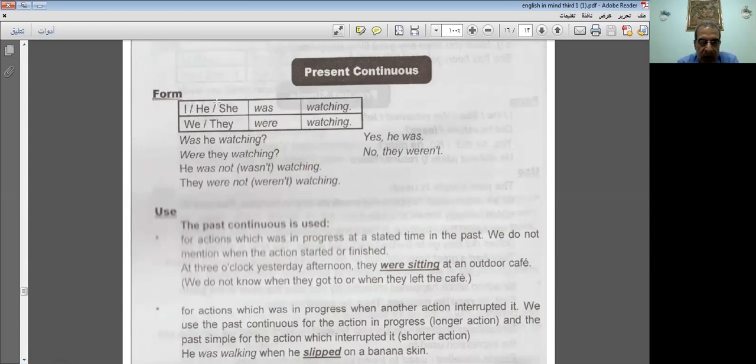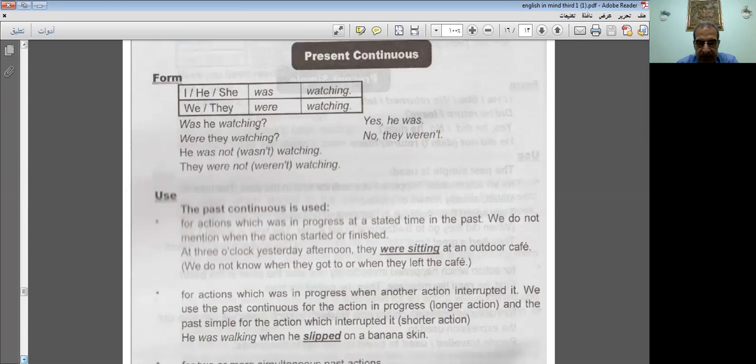I, he, she, it, or any singular noun takes was; we, you, they, or any plural noun takes were, plus verb plus ing. Here we have: Was he watching? Were they watching? Yes, he was, or no, they weren't, according to the meaning. He wasn't or was not, they weren't or were not, if we have the negative.